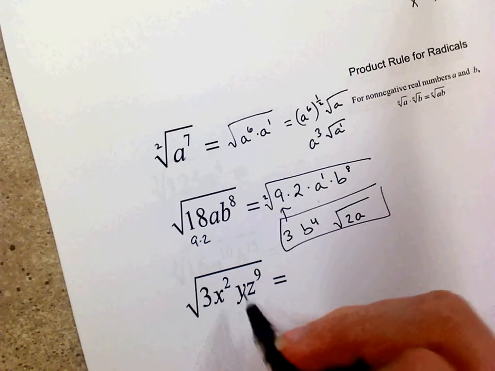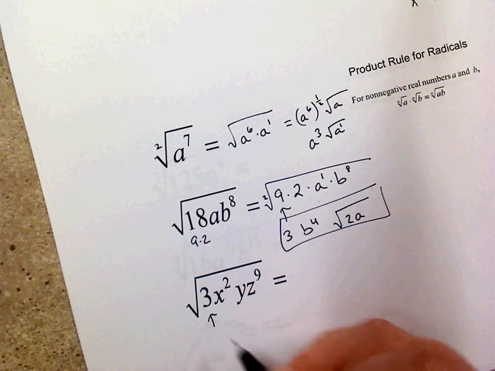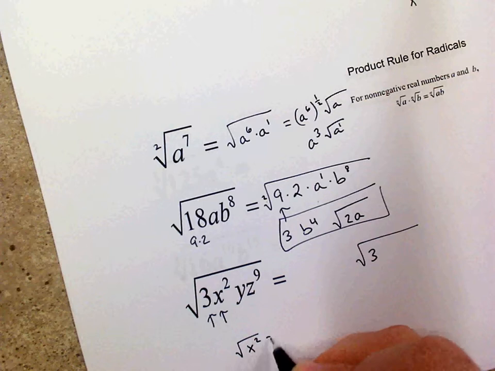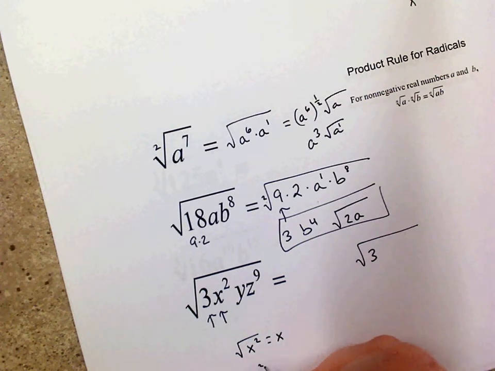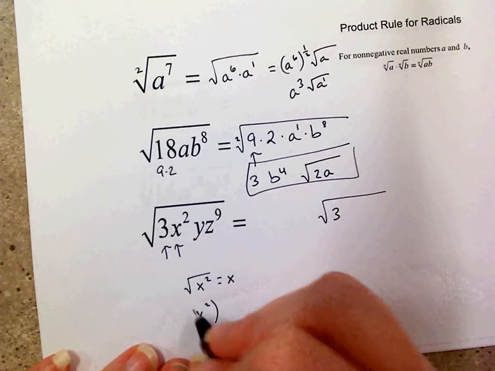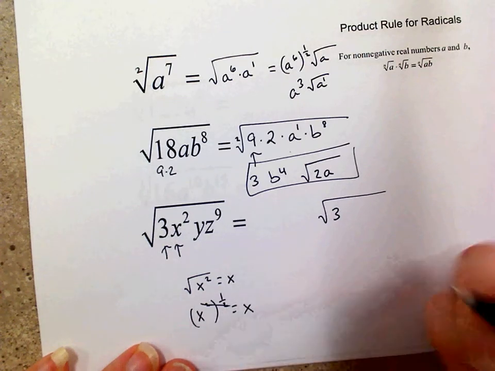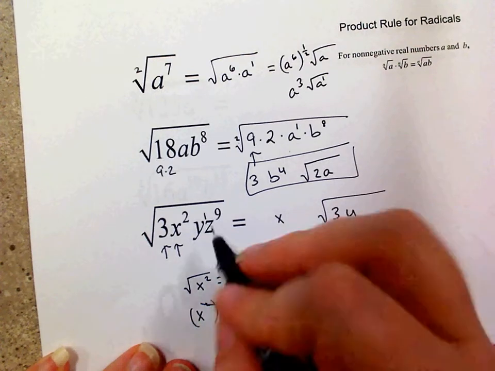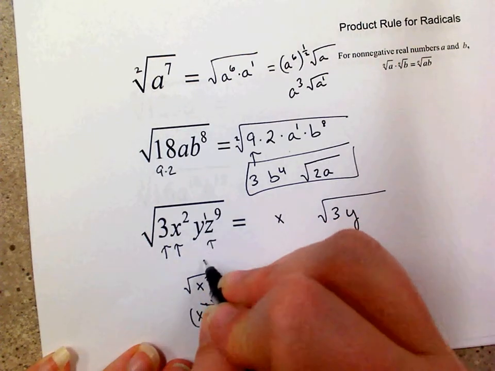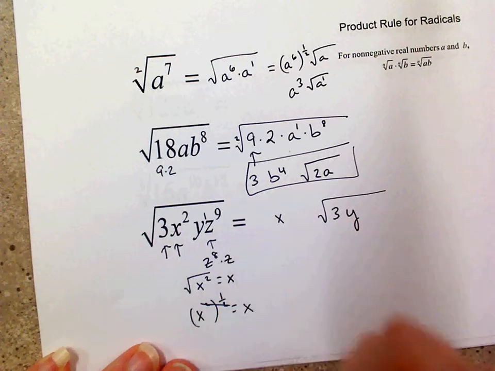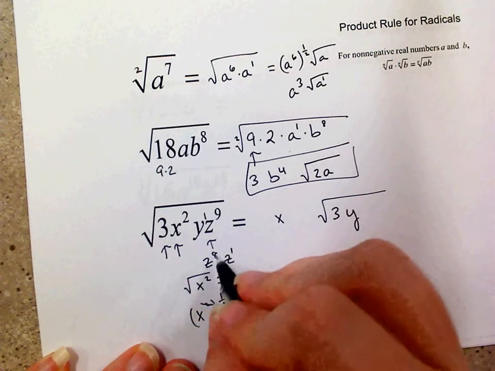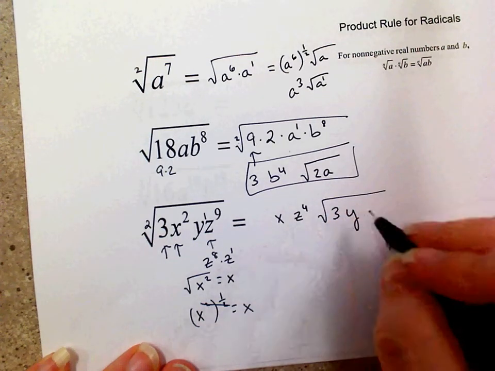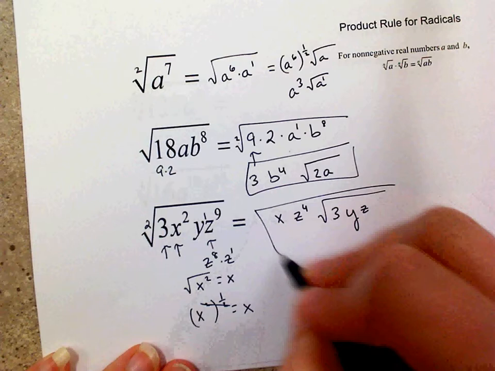Okay, this one, that I cannot take the square root of. That I can. The square root of x squared is x, because x to the 2nd to the 1/2 is x. So that goes on the outside. Y to the 1st, 2 doesn't go into that, so I'll leave y on the inside. Z to the 9th. I'm going to rewrite z to the 9th as z to the 8th times z. The root goes into 8 4 times, so I've got z to the 4th on the outside with 1 remaining on the inside. And there's my final answer.